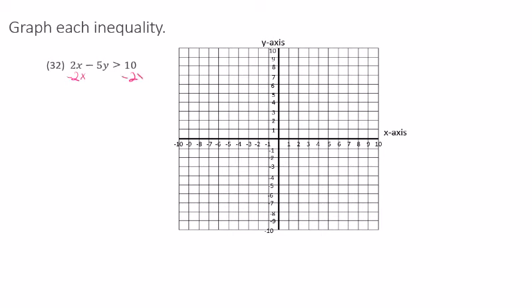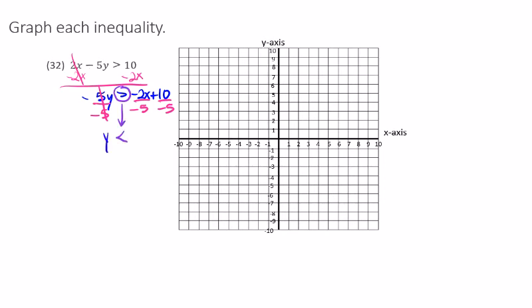So I'm going to subtract 2x from both sides. So then we get negative 5y is greater than negative 2x plus 10. Then we can divide everything by negative 5. And here's where the difference is between equations and equal signs in terms of manipulating each side of the equation, is when you divide by negative. So see how there's a negative on the bottom? When you divide by a negative on both sides, you flip the inequality around. So it turns from a greater than to a less than.